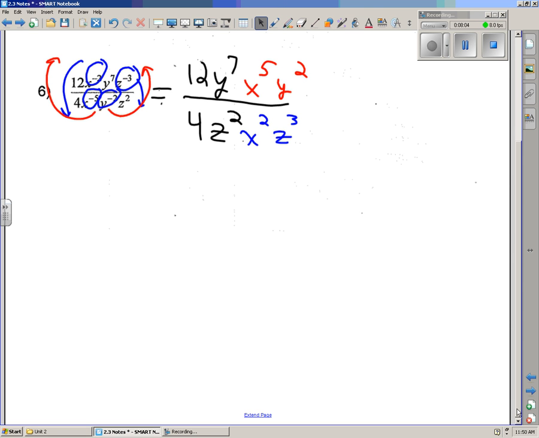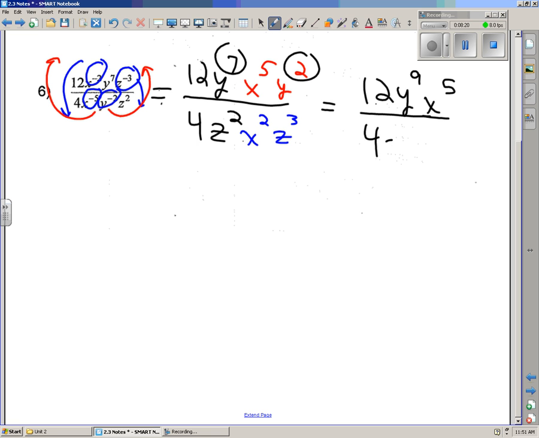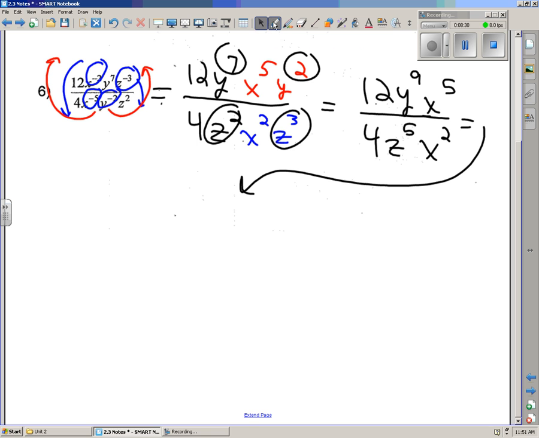I'm going to combine things that I can first, which means in my numerator I've got 12. There's y's. I've got 7 and I've got 2, or 9 y's. X to the 5th. On the bottom I have a 4. Z's, I happen to have 2 and 3, or z to the 5th, x squared. Still not simplified, because then you can't forget, how do you divide 12 over 4? Well, 12 divided by 4 simplifies to 3, or 3 over 1 if you want. The 1 isn't necessary.